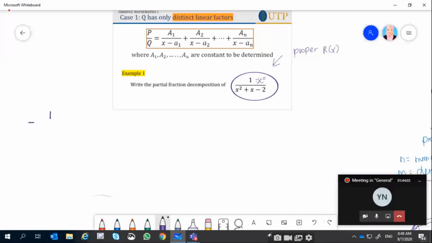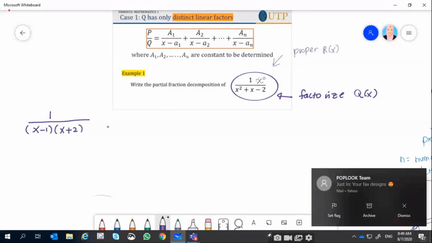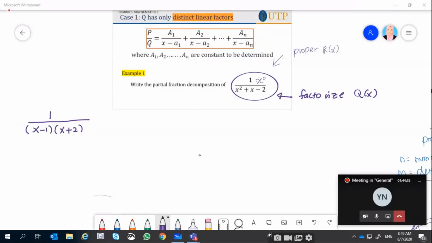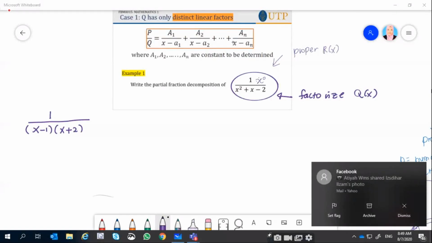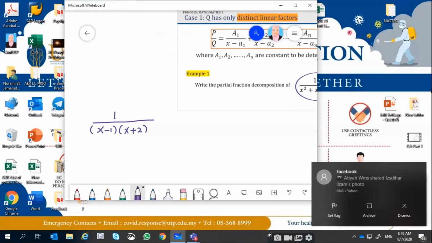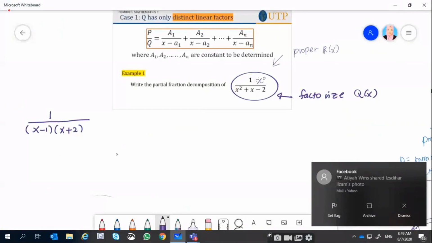Okay, so first you have to factorize the denominator part, factorize Q(s). Why? Because you have to check whether it is case 1, case 2, case 3 or case 4. When you factorize this part, it is (s minus 1)(s plus 2). That means these are distinct linear factors. Yes, distinct linear factors.